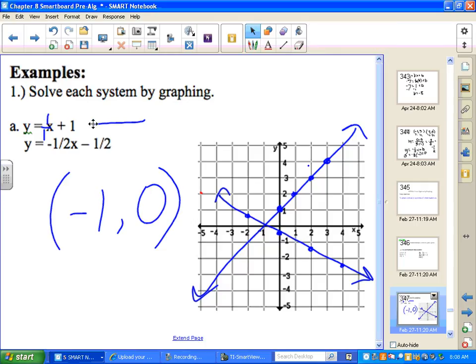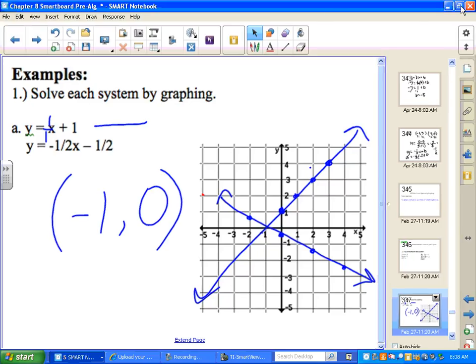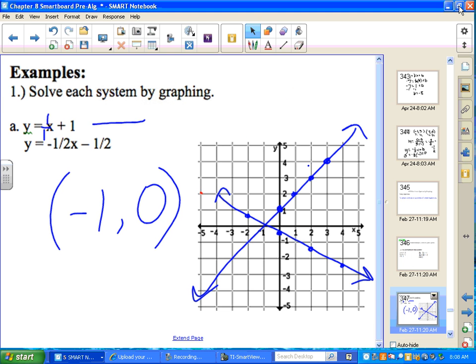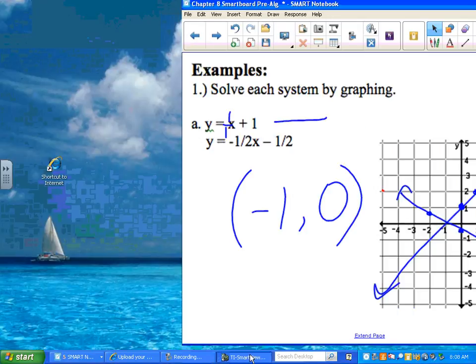So let's take our calculator and check, and then I'll explain further what this really means. If you don't have a calculator, just watch. Come on, smartboard. There we go. Okay. Let's take our calculators.